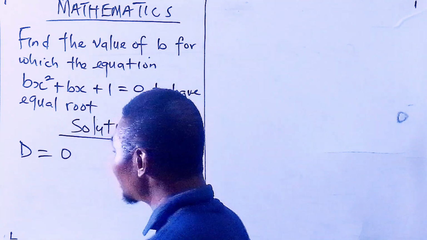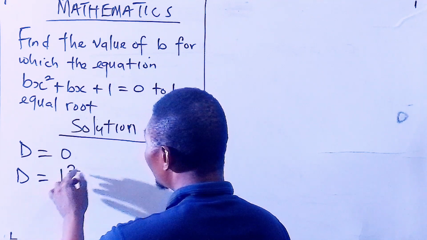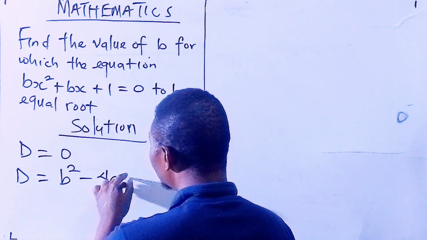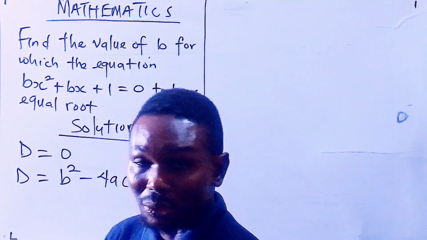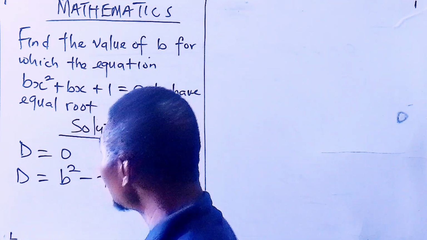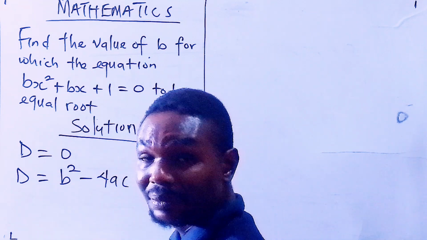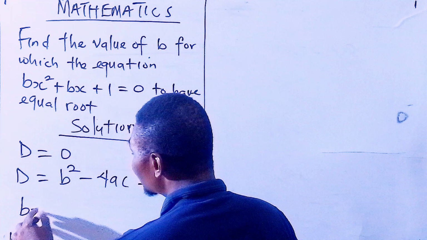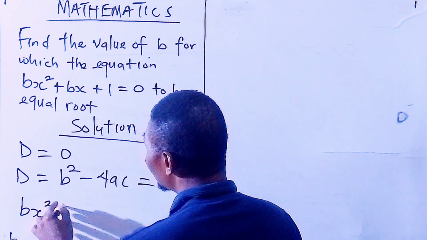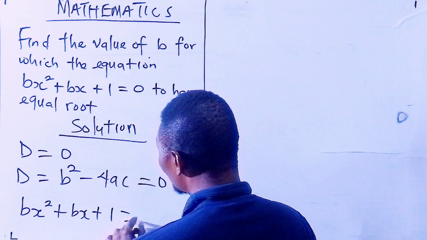What is the discriminant? The discriminant is equal to b squared minus 4ac, and it must be equal to 0. Now, the question says we should find the value of b. This is the quadratic equation bx squared plus bx plus 1 is equal to 0.